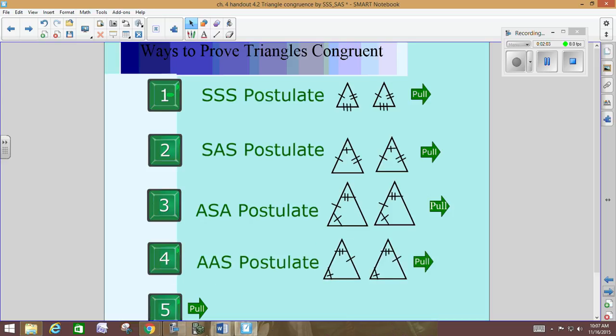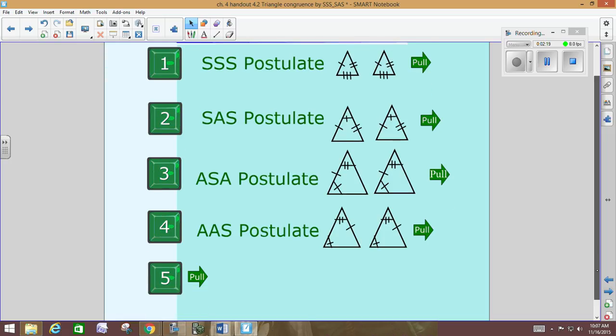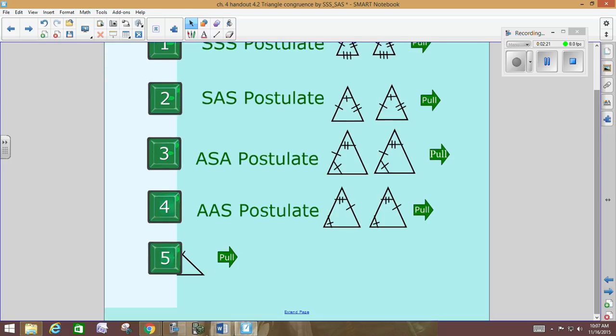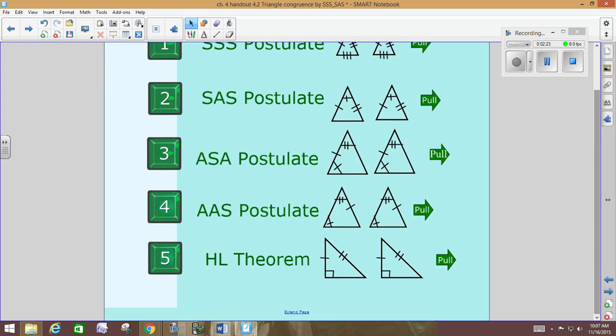Angle, angle, side. Again, 2 angles and a side, but this time the side is not between the 2 marked angles. And look at your letters. A, S, A. The side is between the angles. Angle, angle, side. The side is not between the 2 angles. And then the 5th way to prove 2 triangles congruent is called the HL theorem, and that stands for hypotenuse leg. And we will do that one next week also.